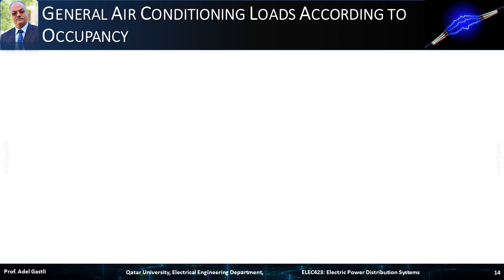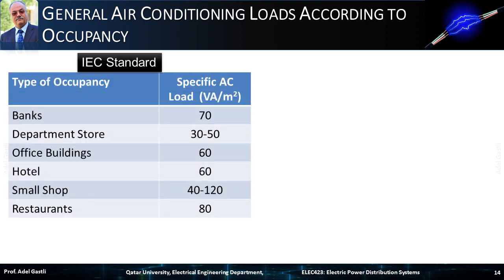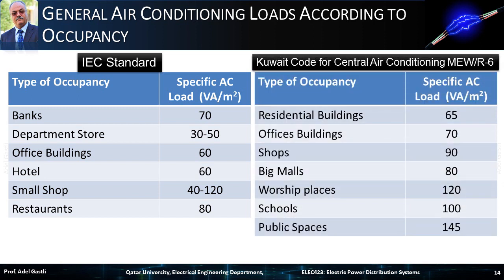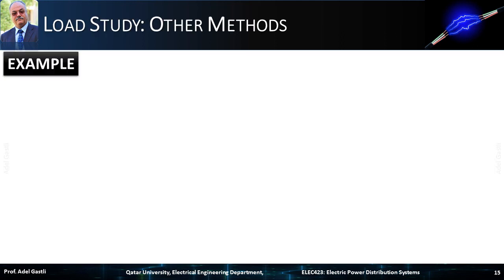Next type of load is the general air conditioning loads classified according to type of occupancy. The IEC standards provide typical values shown in this table, while the Kuwait code uses slightly different values as shown in this table. Again, note that each code might have different classifications of types of occupancy. Now, let's practice using codes through the following example.